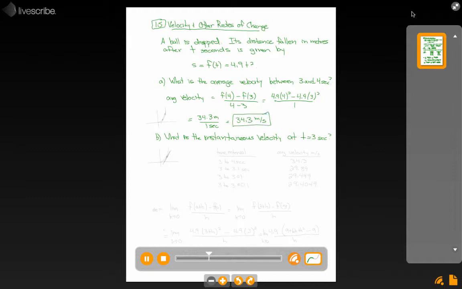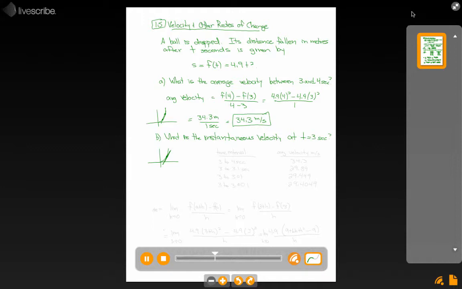Not really calculus per se, just finding the slope of what would be a secant line on that graph, where we've got a parabola and we're finding the slope between 2 points. Now instantaneous velocity is a little different because we don't have 2 points. We have one single point there, and basically we're looking for the slope of that tangent line.